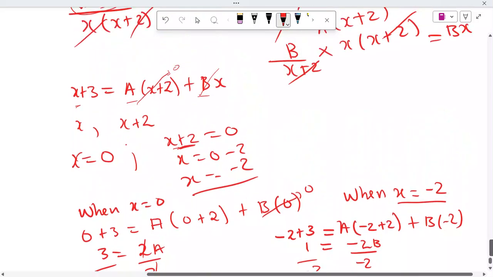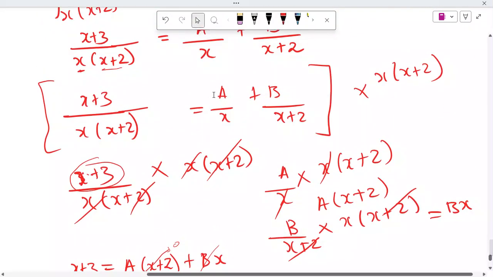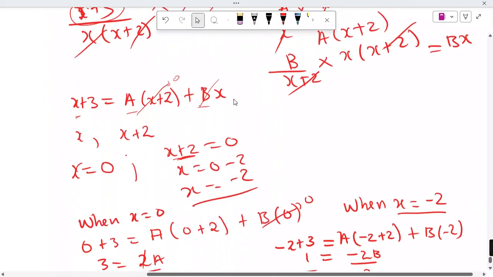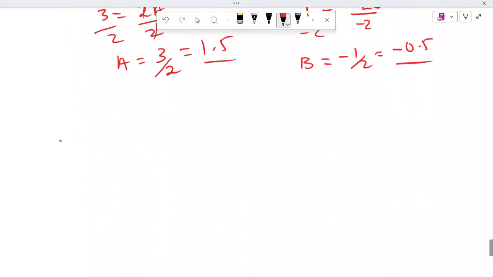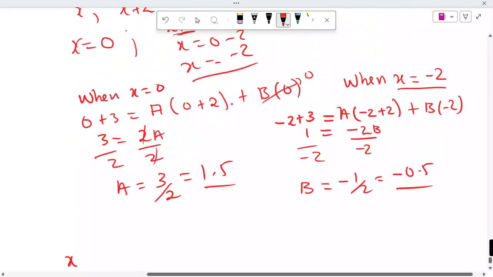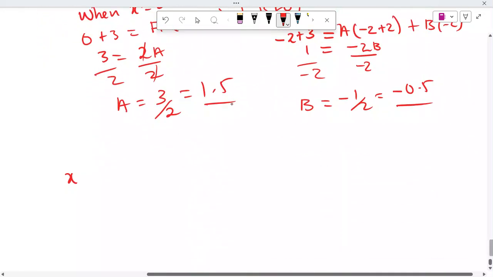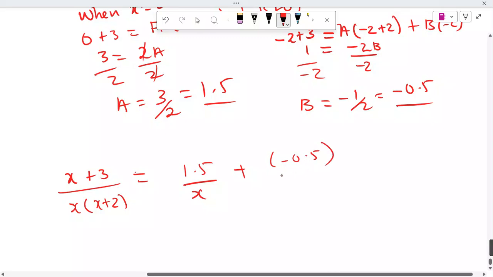Okay, so now since we know what the value of a and b is, we write the value of a and b here. So we'll say this equation was (x + 3)/(x + 2) equals a, which is 1.5 over x, plus b, which is negative 0.5 over (x + 2).